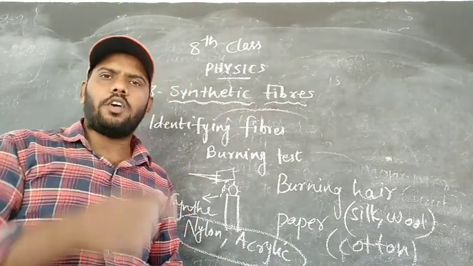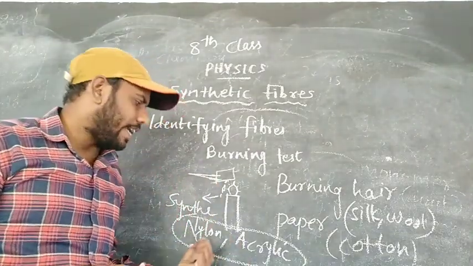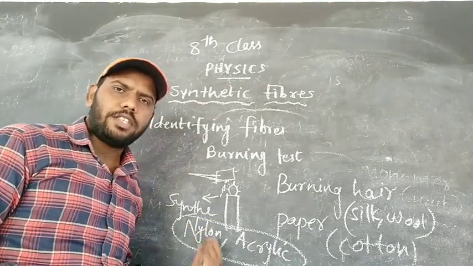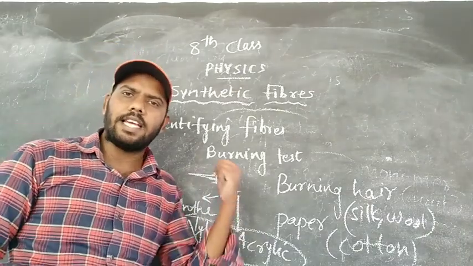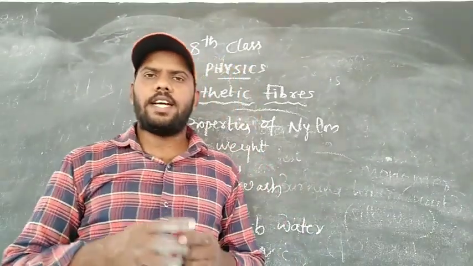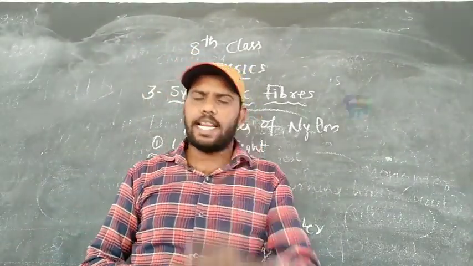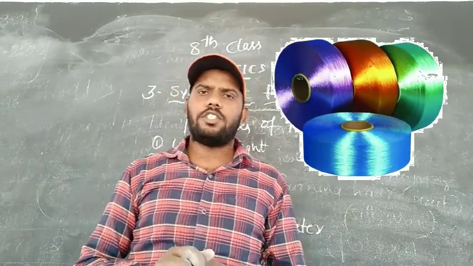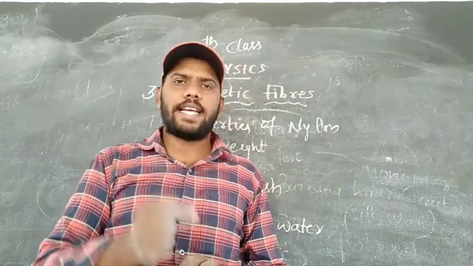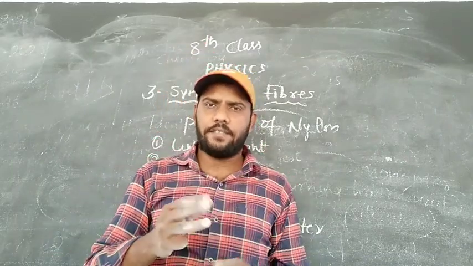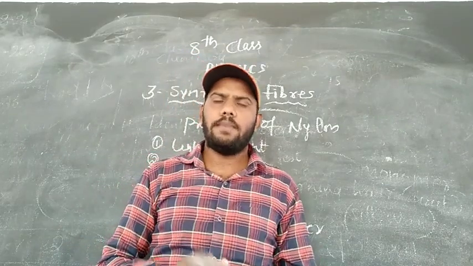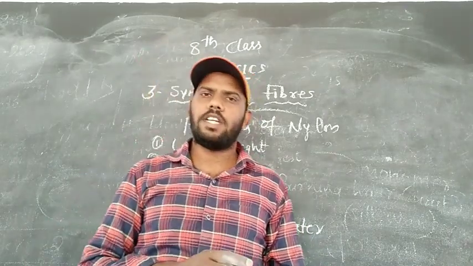Now we are going to understand the important characteristics of nylon. We will study one by one the characteristics of each synthetic fiber such as nylon, acrylic, rayon, etc. So let us start with nylon. Children, nylon started to be made during the time of the Second World War, from 1939 to 1945. During that period, we started to make nylon fiber, an artificial fiber.